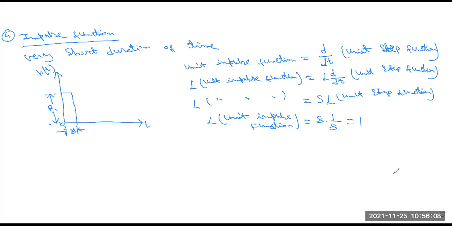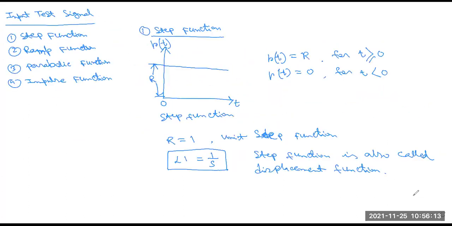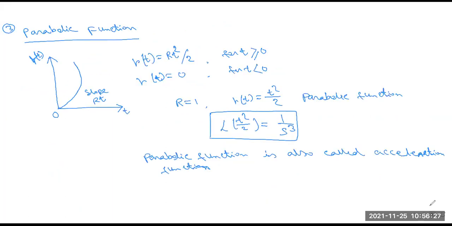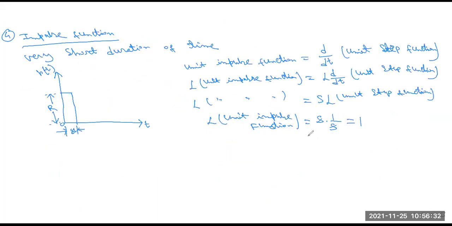So these are basically the 4 test signals. First, the step function, whose Laplace is 1 by s. Then the ramp function, which is 1 by s square. Then the parabolic function, which is 1 by s cube. And lastly the impulse function, which is 1. These are the basic input test signals we apply in our time response analysis.